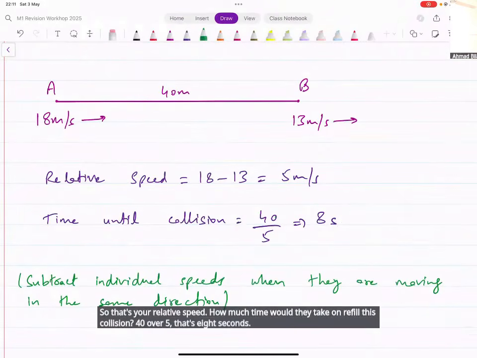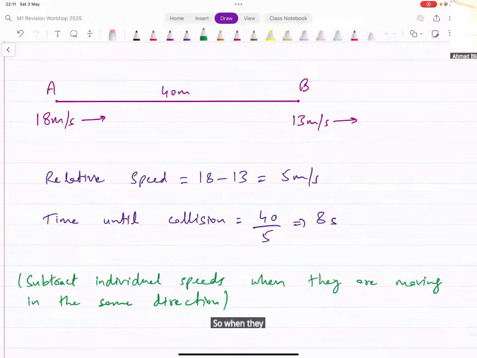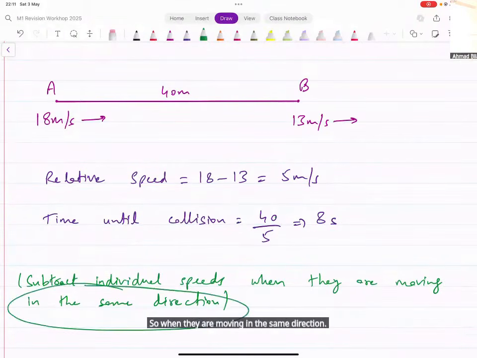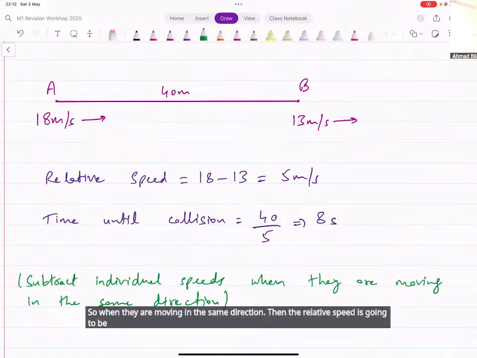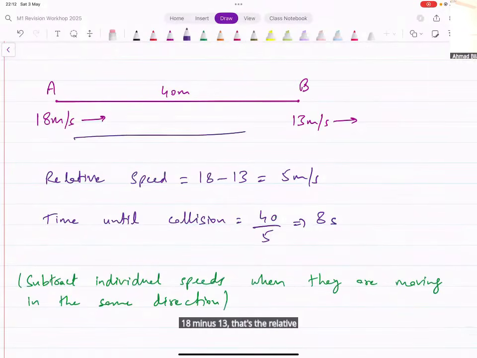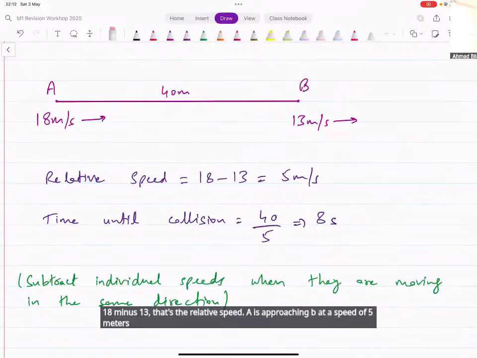So when they are moving in the same direction, the relative speed is going to be the difference of their individual speeds. 18 minus 13, that's the relative speed. A is approaching B at a speed of 5 meters per second. So the distance will be covered in 40 over 5, that's 8 seconds.